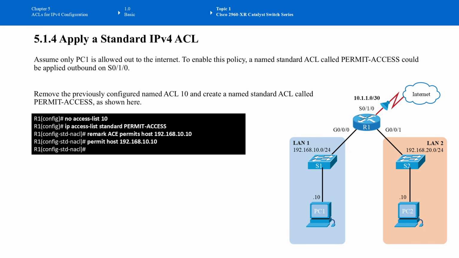First, in global configure mode, enter no access-list 10 to remove ACL 10. And then we enter ip access-list standard, and then the name, permit-access. Now we enter the access list config mode. Enter remark ACE permits host 192.168.10.10, and then permit host 192.168.10.10.